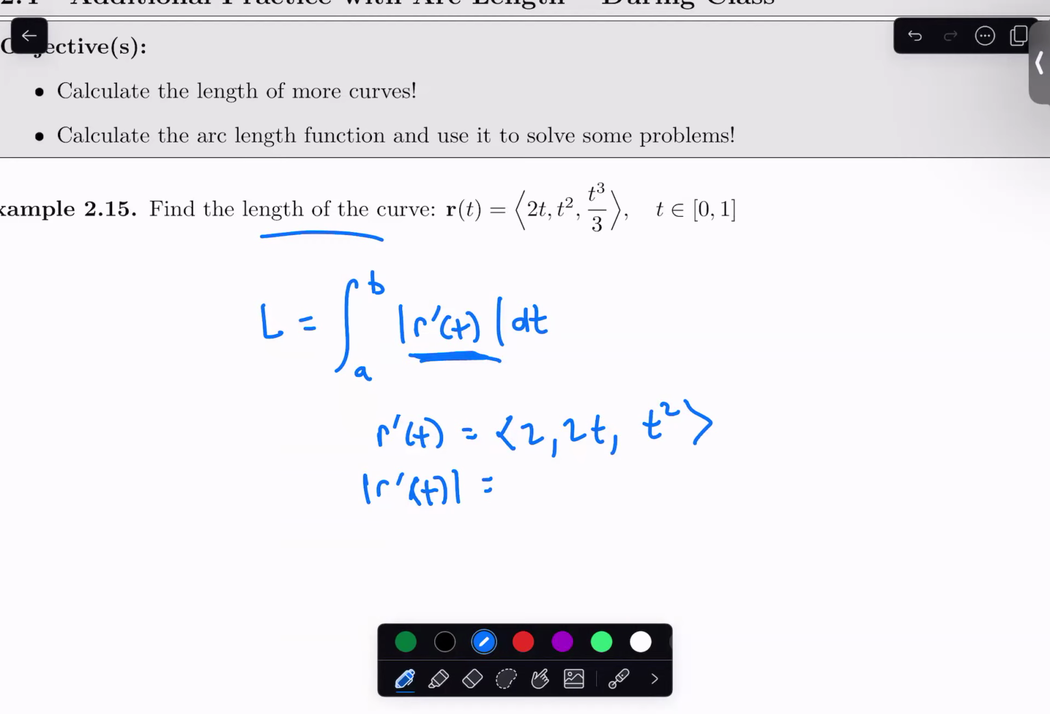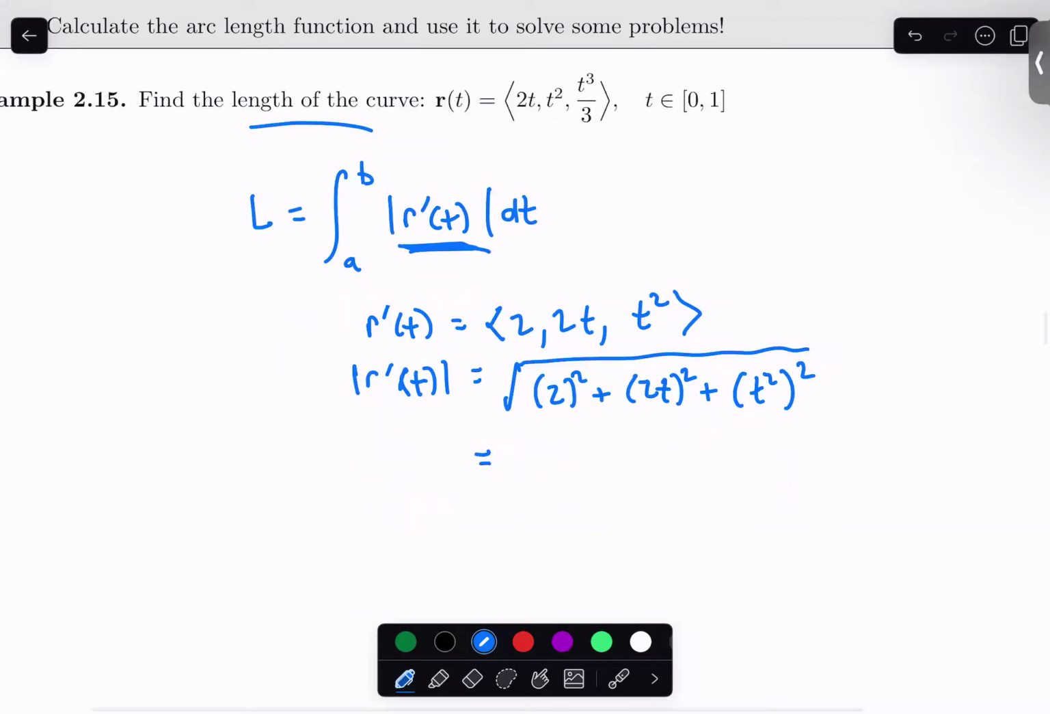Now we need to find the magnitude of this. So the magnitude, this is the exact same as it was back in 12.2, right? We're going to take all of our pieces, we're going to square them, we're going to add those together, and we're going to throw them inside of a square root. Well, we take one line to simplify at least. 4 plus 4t squared plus t to the fourth.